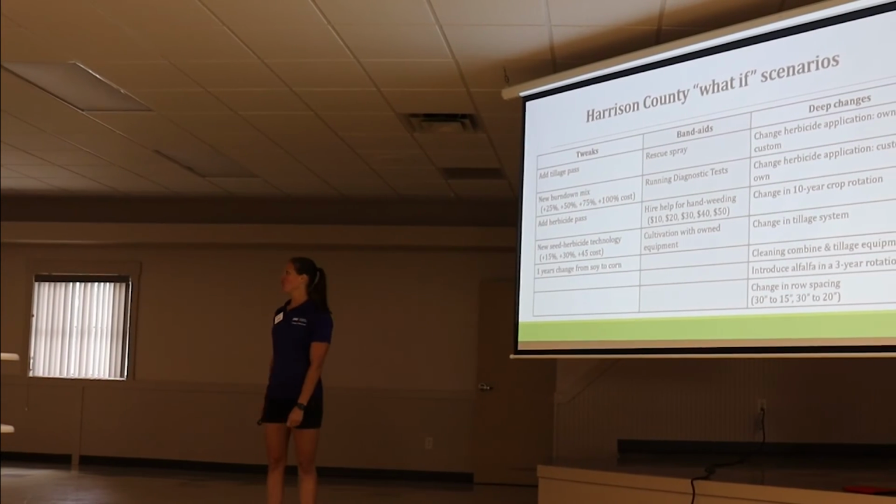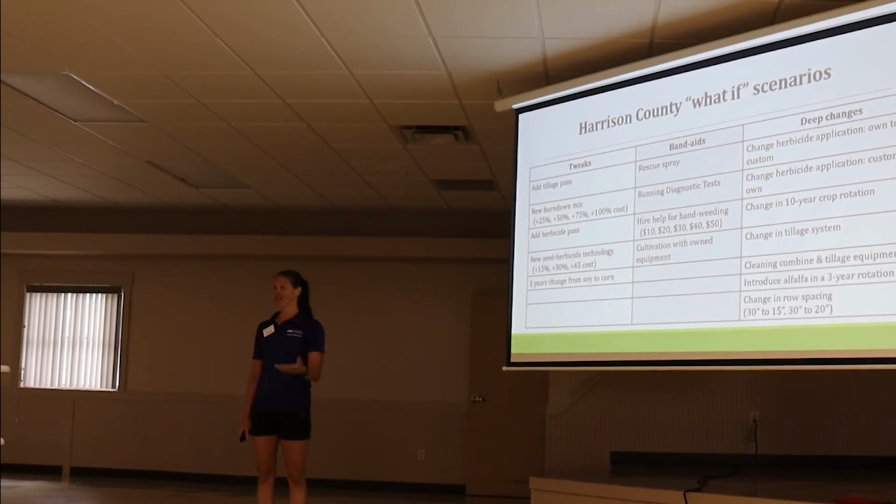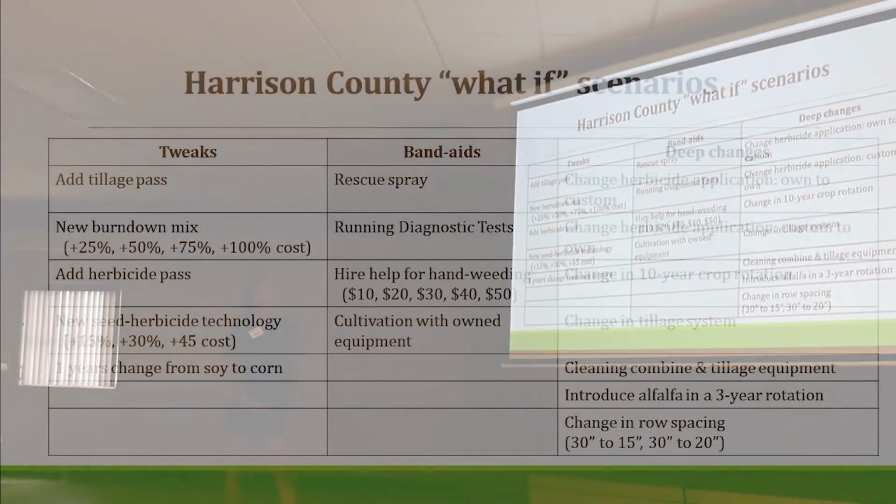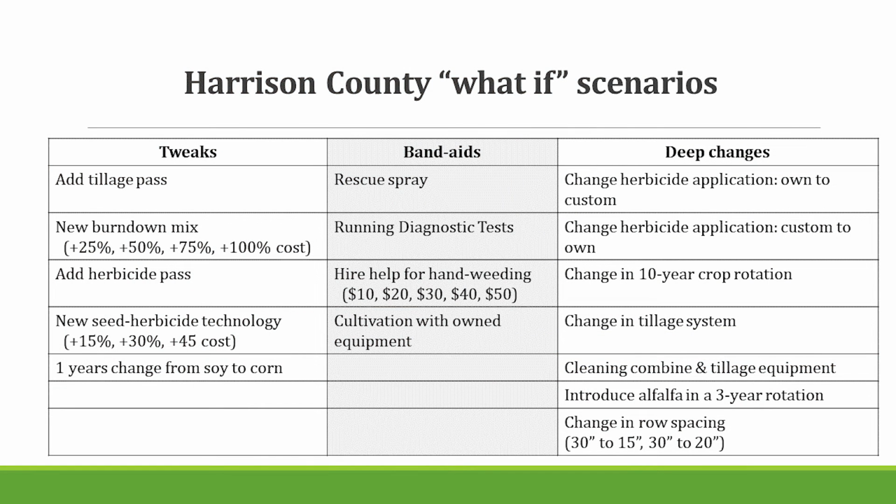So here is the what if list for Harrison County that's been vetted by the team. So our tweaks are, we're deciding we're going to add a tillage pass. We're going to increase our cost. So we're going to adjust our burn down mix, add a pass of herbicide, use different seed herbicide technology, which comes with a cost. These are different options you can choose, how aggressive you're going to be.